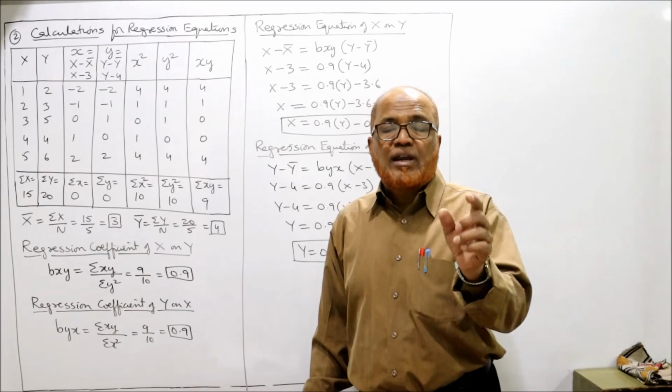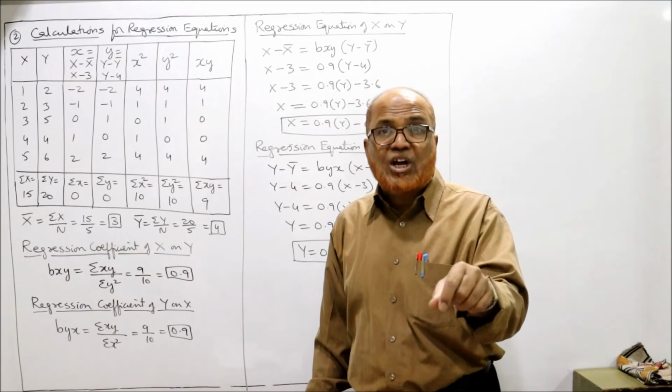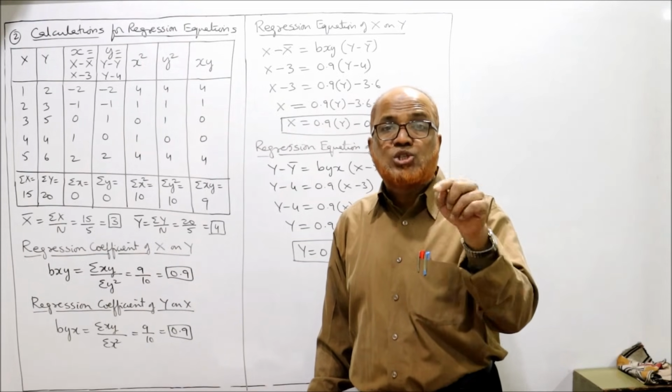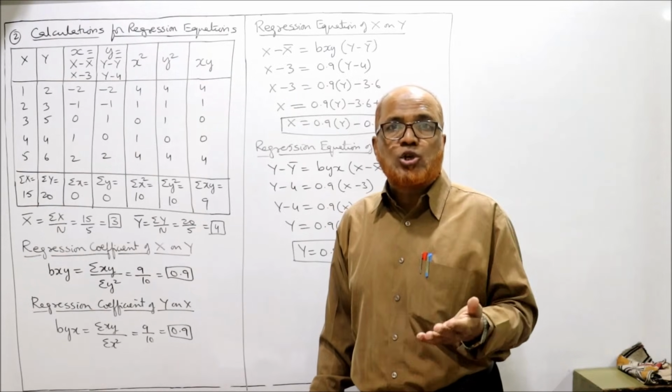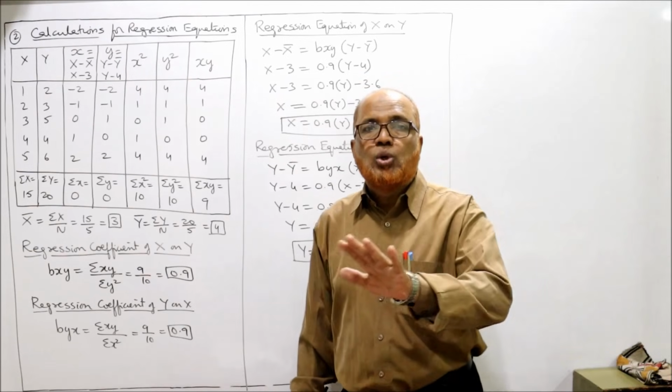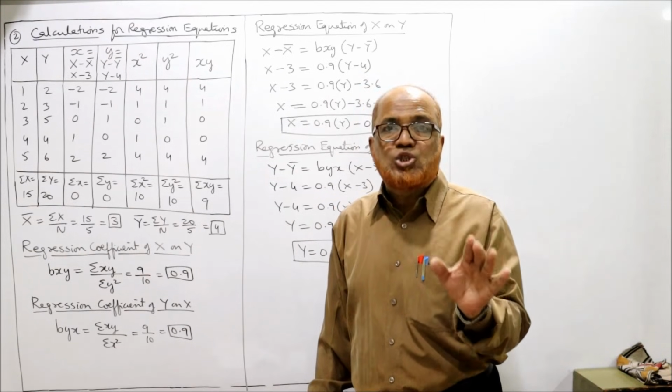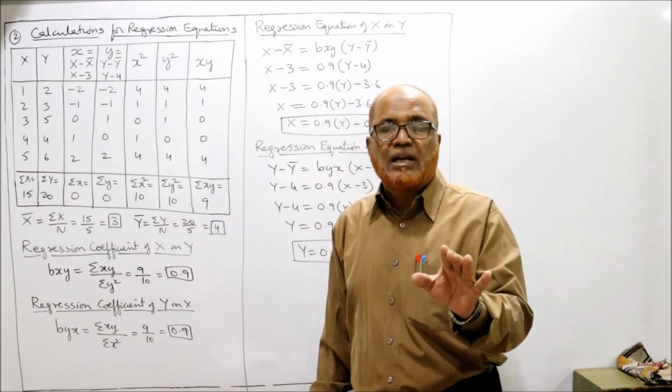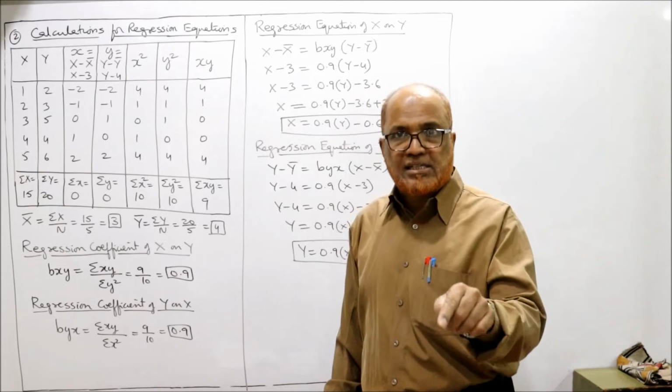In the previous problem we got the mean value in fraction. That's why we have taken the assumed mean. But here both the means are whole numbers, so there is no need to take the assumed mean. We'll take the deviations from the actual mean. That is the new point.